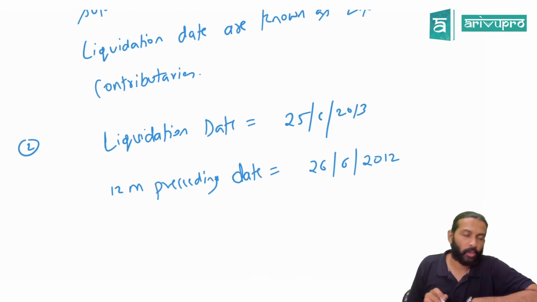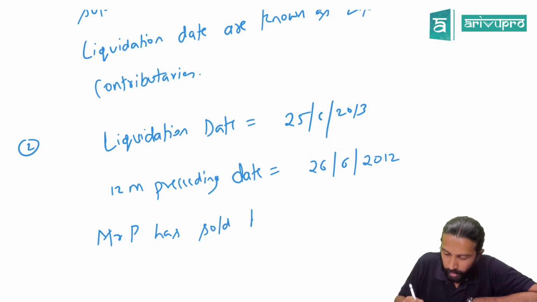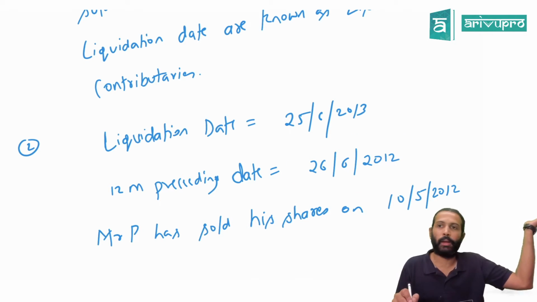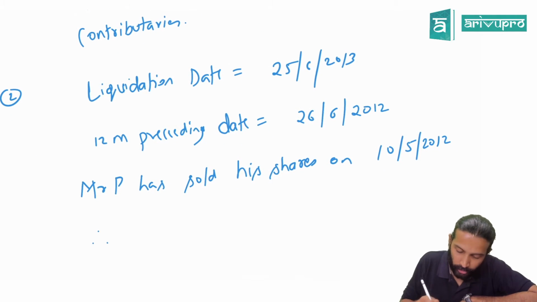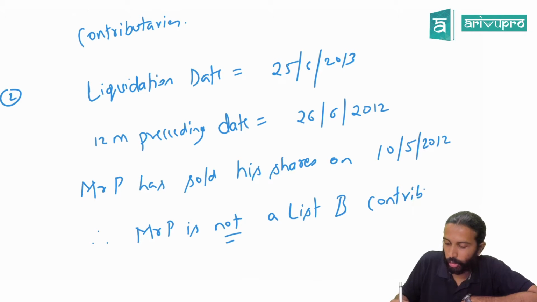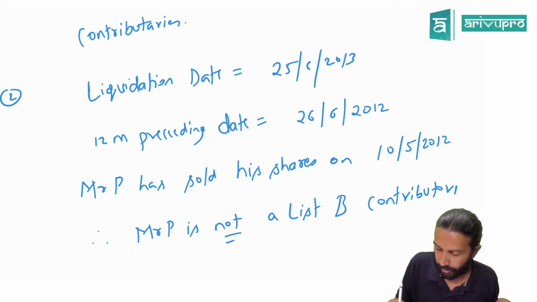Fine. And then you'll write, when did Mr. P sell the shares? On which date has he sold, sir? On 10th May 2012. That means he has sold the shares before 26th June only. Therefore, Mr. P is not a List B contributory. You need to give this disclosure, okay? This will carry maybe 1 mark.